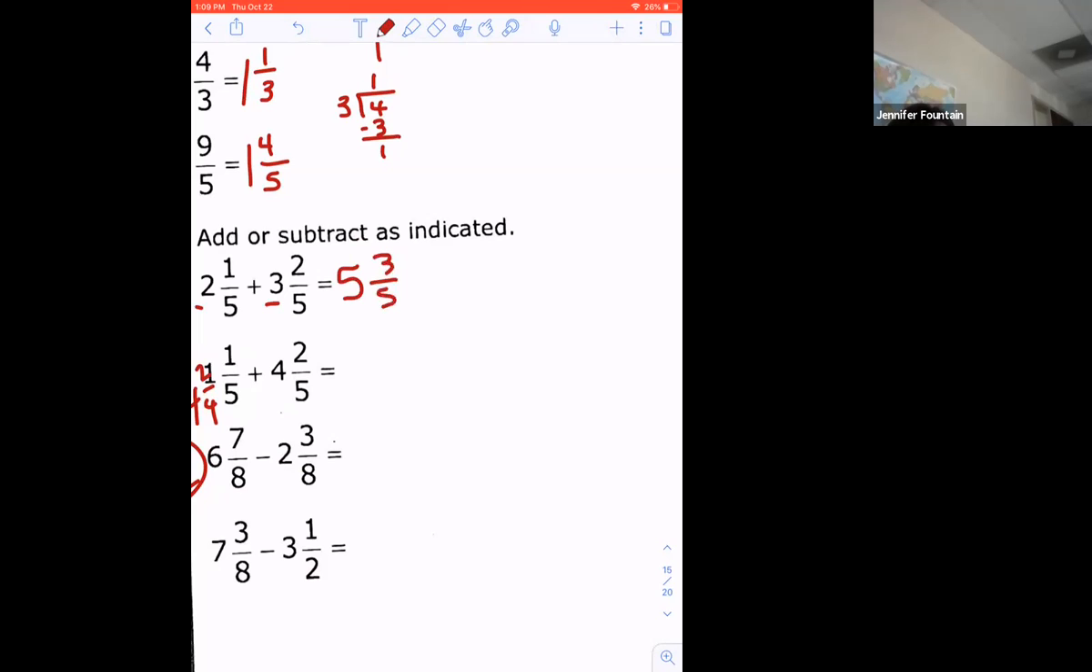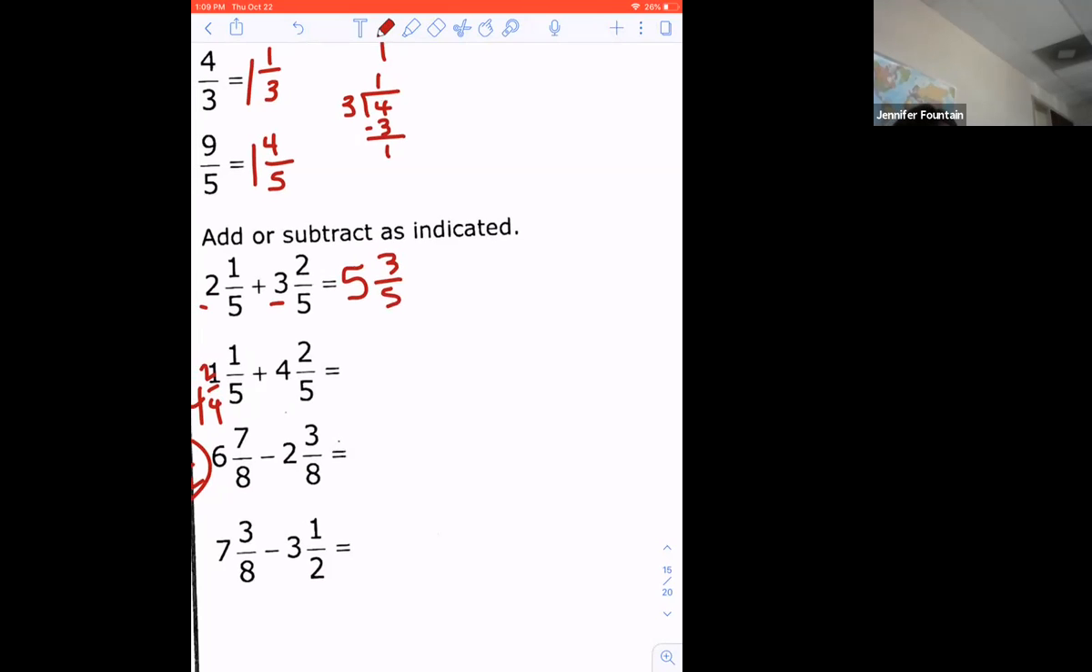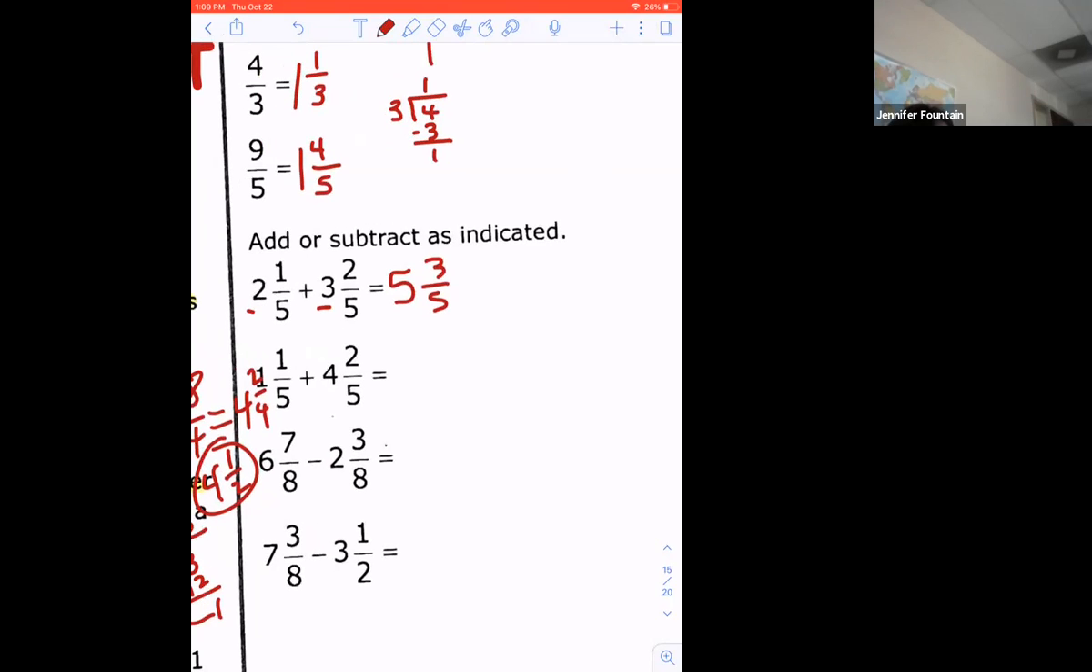is 3/5. So again, if I wanted to change 2 1/5 to an improper fraction, I would end up with 11 over 5. So 5 times 2 is 10 plus 1 is 11, plus 3 2/5. Add up, 11 plus 17 is 28.